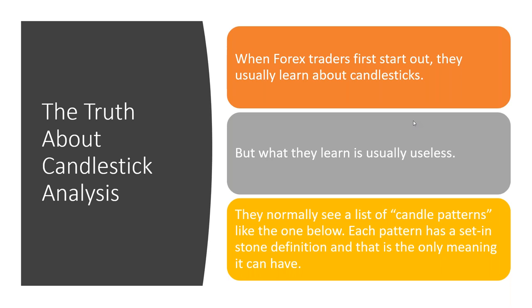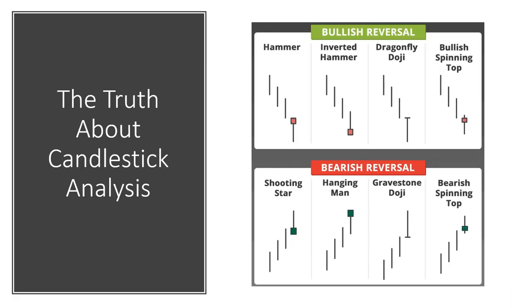Now, when Forex traders first start out, they usually learn about candlesticks, but what they learn is usually useless. They normally see a list of candlestick patterns, hence the candlestick cheat sheet, and each pattern has a set in stone definition, and that is the only meaning that it can have. So we have things like hammers, inverted hammers, dojis, bullish spinning tops, shooting stars, hanging man, gravestones. We have bullish engulfing, bearish engulfing, Harami, Marubozus, tons of them.